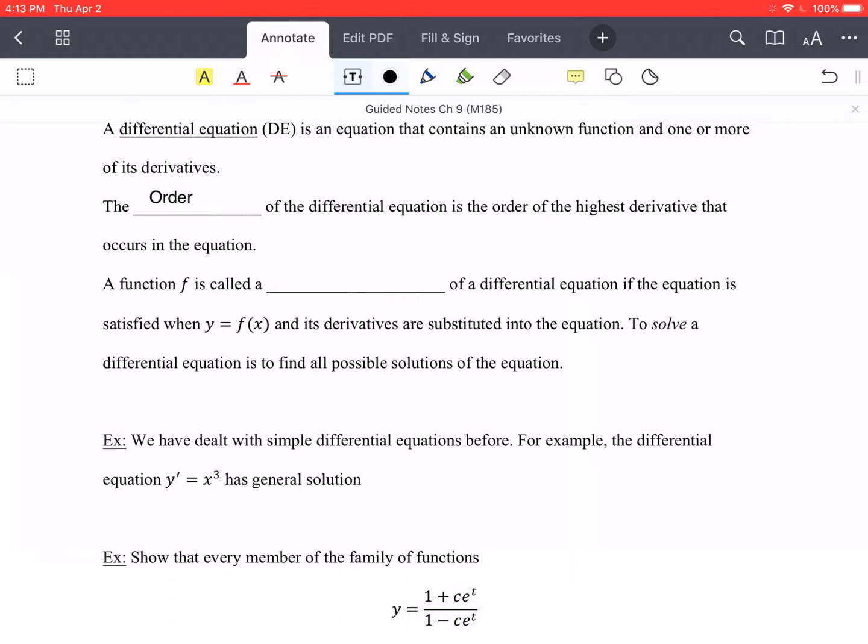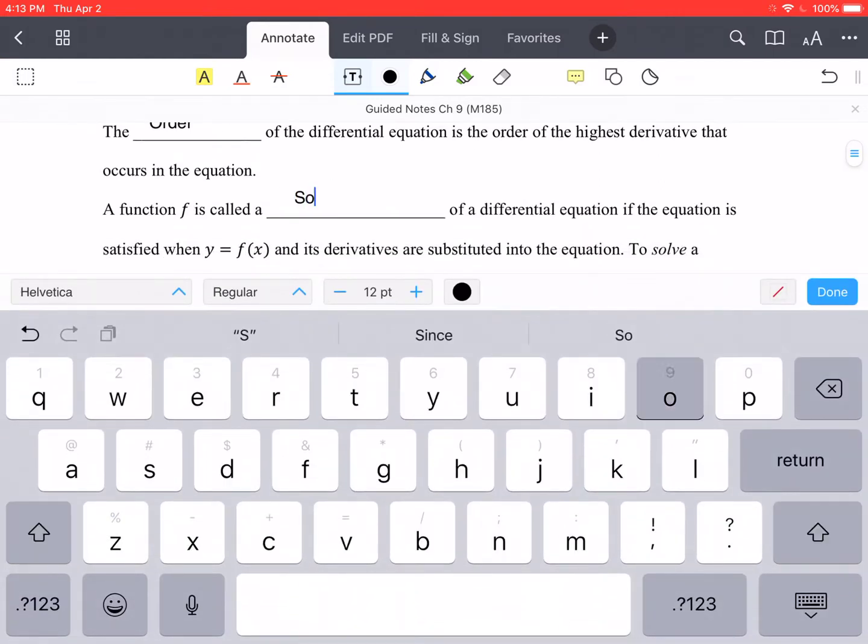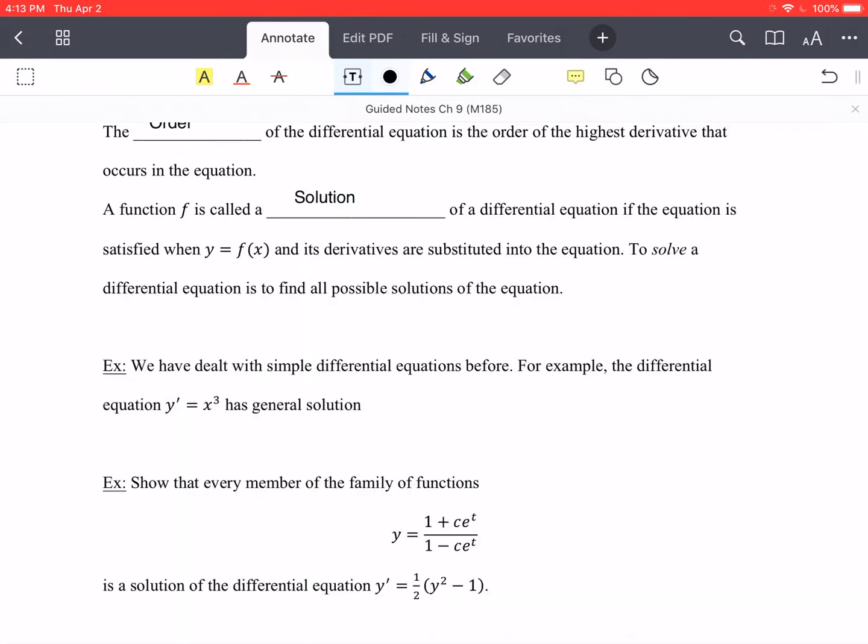We then say that a function f is called a solution of a differential equation if the equation is satisfied when the function and its derivatives are substituted into the equation. To solve a differential equation is to find all its possible solutions. So the solution of the differential equation is any function that satisfies that relationship.